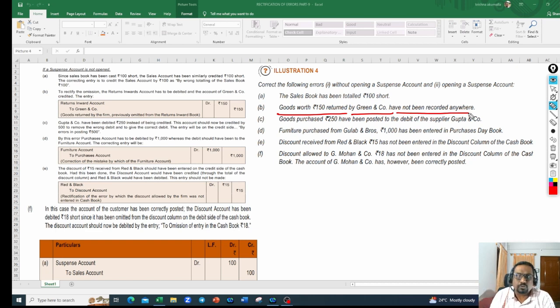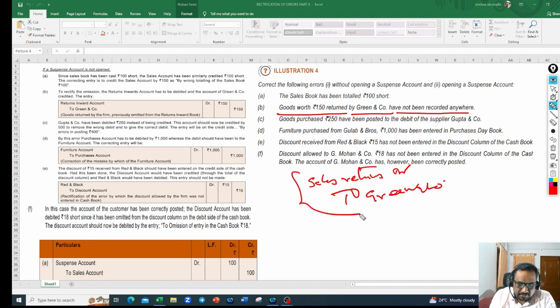So we received the goods. Sales returns are coming in. So what we need to do? We need to debit sales returns account. And who returned them? Green and Company. Green and Company we need to credit. That's all. This is the entry.